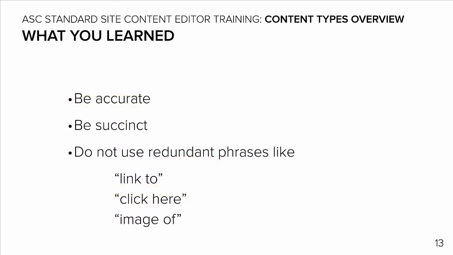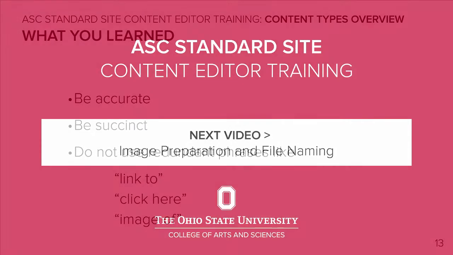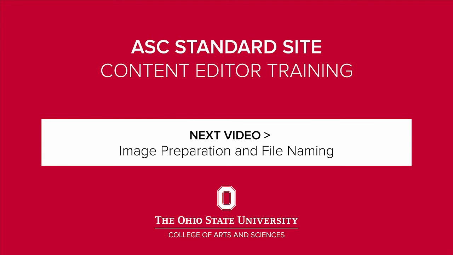So as a rule of thumb for alternative text for both images and links, be accurate, be succinct, do not use redundant phrases such as link to, click here, and image of on the page or in alt text. Please continue with the next video to learn how to prepare images to use on your website.